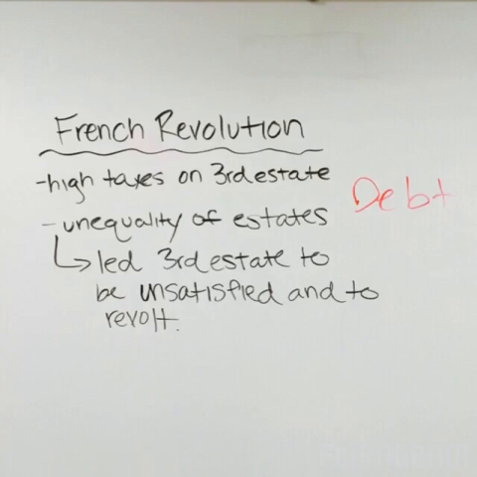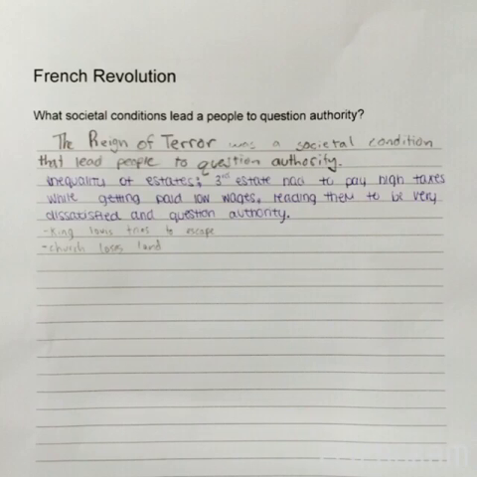Exactly. Now, let's start filling it in with some of those examples of events. The Tennis Court Oath, for example, where does that fit in here? And then reading your sheet from the tables, the Reign of Terror was a societal condition that led people to question authority. Now, think about maybe the Great Fear. The Great Fear reminds me more of people questioning authority, the peasants in the countryside.